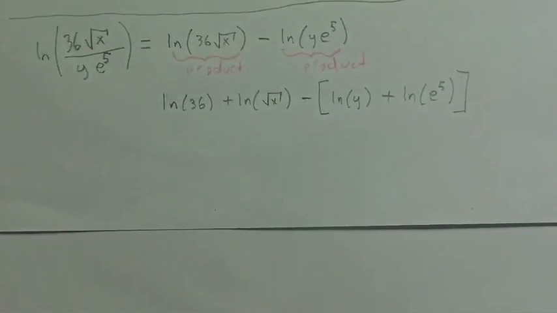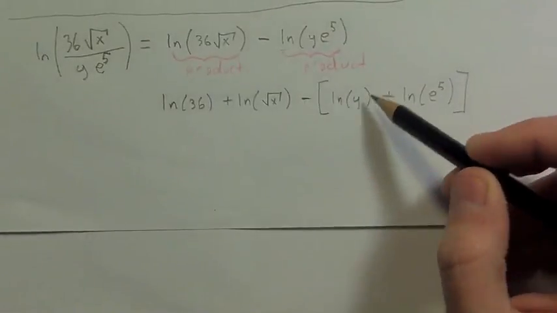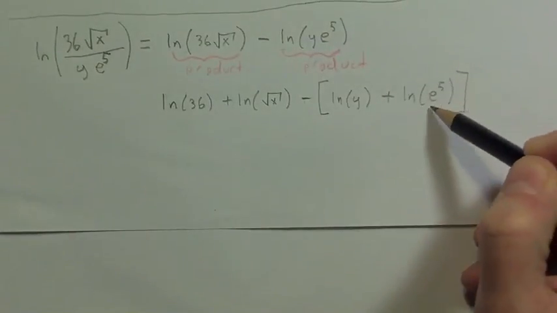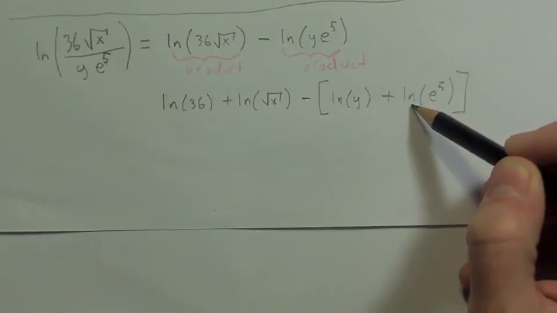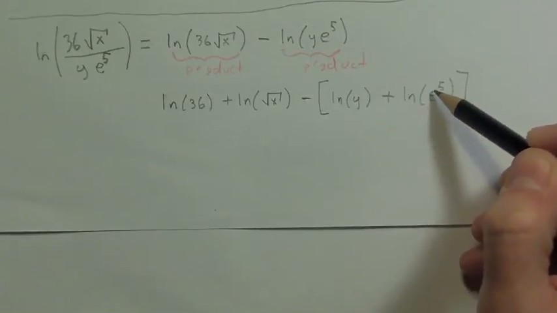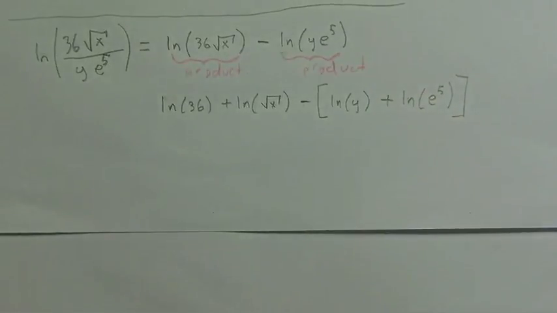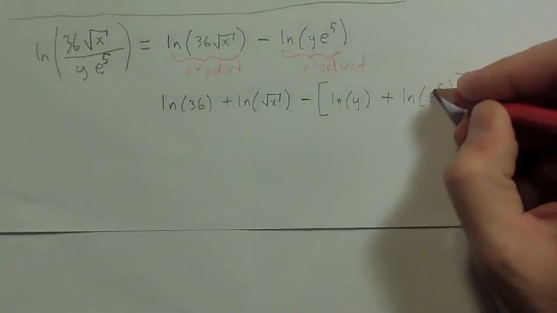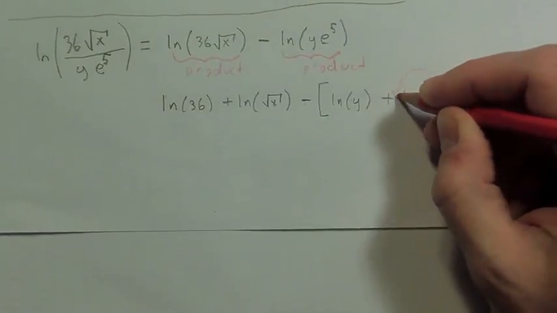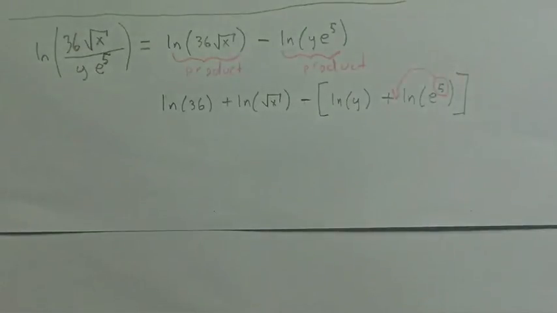Now there's a little more work we can do in some of these things. We are not quite done yet. This ln y is as simple as it will get, but this ln e to the 5, remember, the natural log and the e will cancel each other out. If I have the base and this matching, it will cancel out. Or you can think of it like this: I can move the 5 down, it's multiplication, and then I have the natural log of e to the 1, or natural log of e, that's going to give us 1. So we could do it like this.